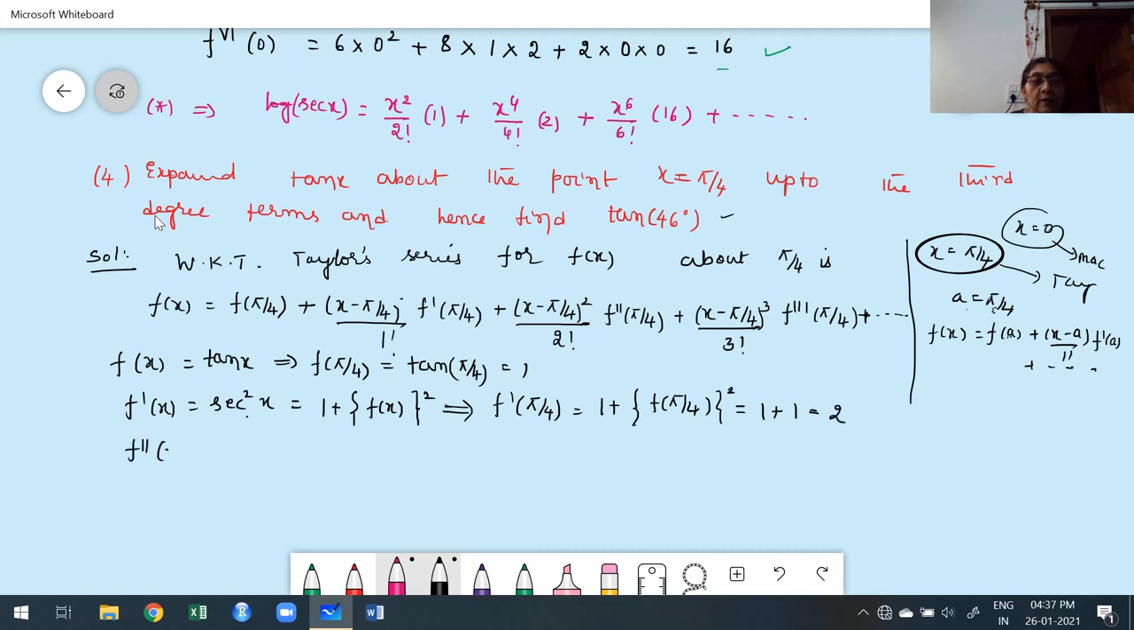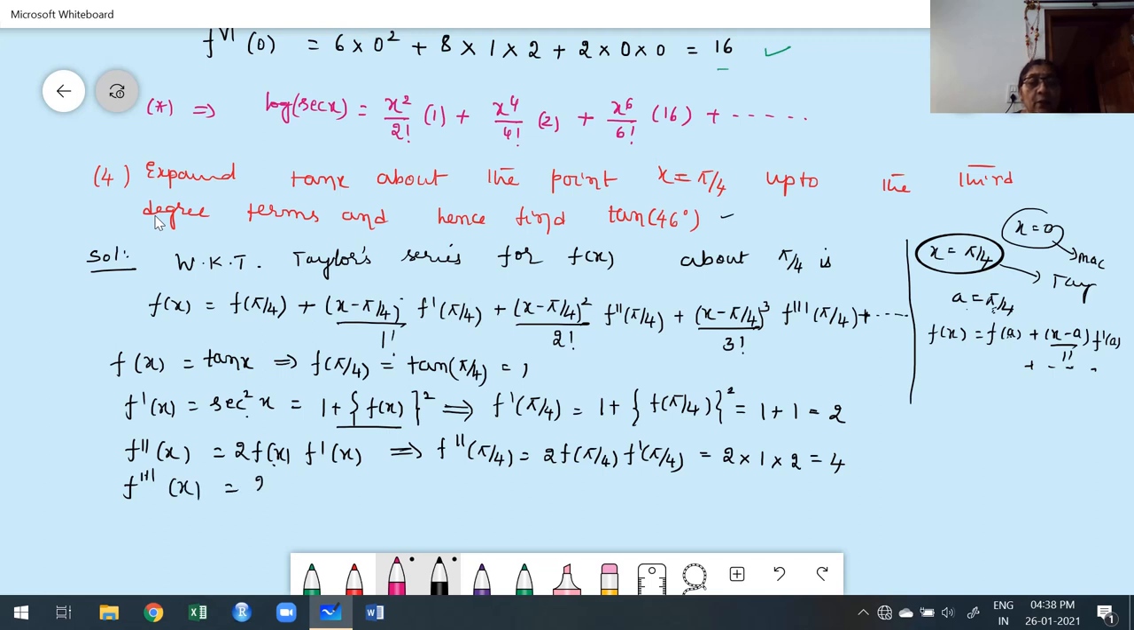Similarly, I have to find out the second derivative. Don't find out this, I have to find out this: 2 times f of x into the derivative of f of x, which is f dash of x. That implies f double dash of pi by 4 is nothing but 2 into f of pi by 4 into f dash of pi by 4. 2 into f of pi by 4 is 1, f dash of pi by 4 is 2, so 2 times 1 times 2 is 4.